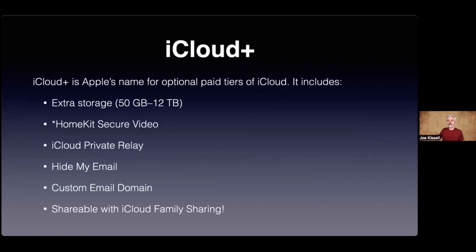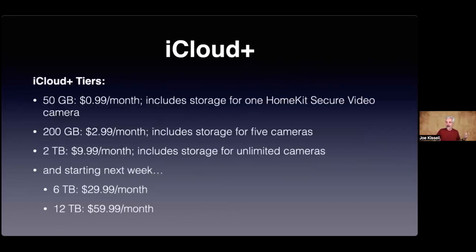And all of this stuff is shareable in your family group. So if you have a family group and one person, you, the family organizer, are paying for extra storage, then you can share that with everybody in your family. So that's cool. Now, there are still different tiers. And yesterday, there were only 3, but Apple announced today there are going to be 2 more starting next week.